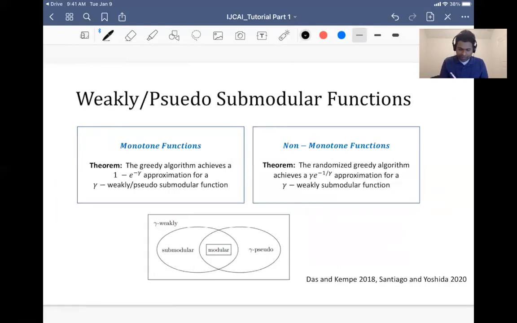But the main point is that you can get a theoretical guarantee. You can show a 1 minus e raised to minus gamma for a gamma weakly submodular function. In the non-monotone case, you can show a gamma multiplied by e raised to minus 1 over gamma. In the monotone case, it is 1 minus e raised to minus gamma.